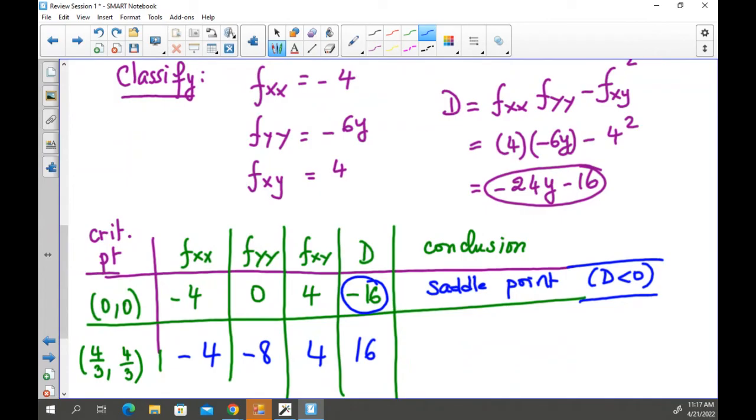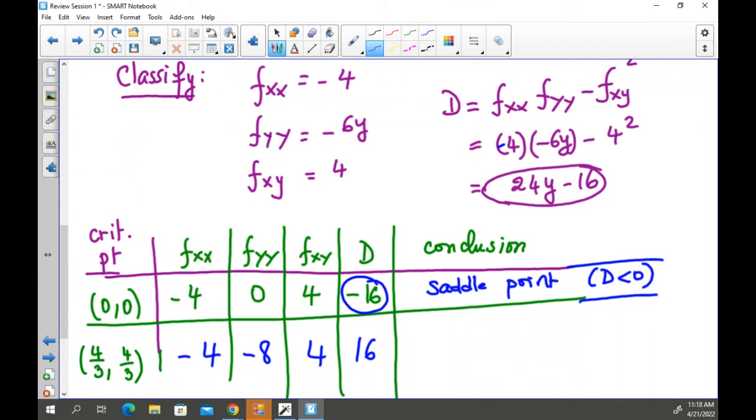fxx minus fxy squared. Oh, sorry, this is minus 4. Sorry, yes, this is minus 4. So, yeah, this is plus 24. Yes, plus 24 here. Okay, no problem. Yeah, it's 24y minus 16.